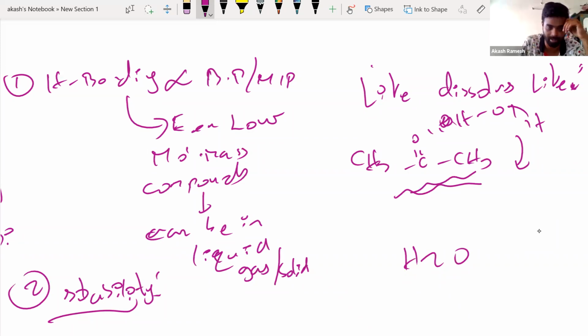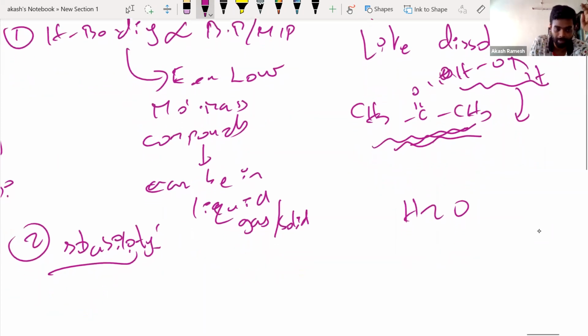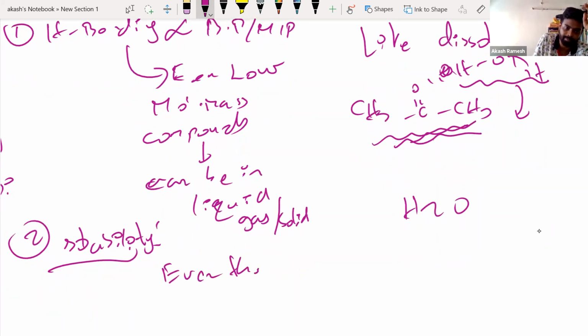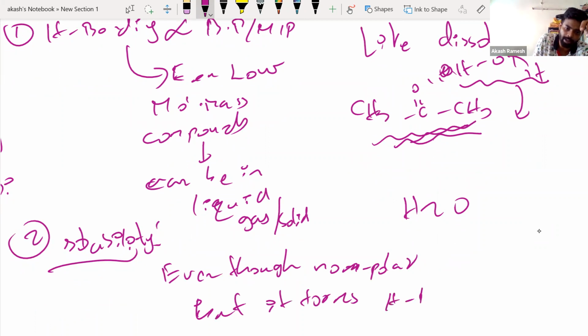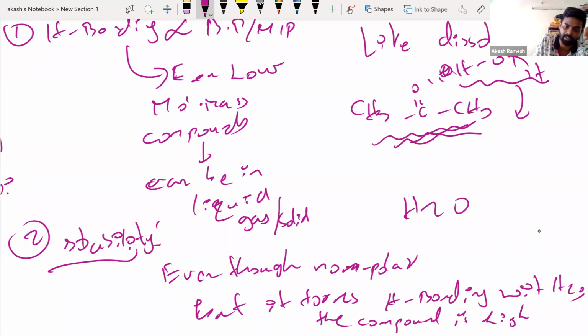There are many molecules like this. Any molecule which is a little non-polar but can still form a hydrogen bond with water will be highly soluble. Let me write it here: even though non-polar, if it can form hydrogen bonding with water, the compound is highly soluble in water.